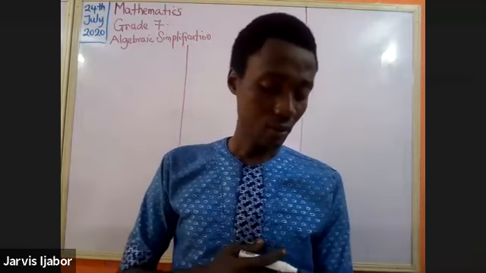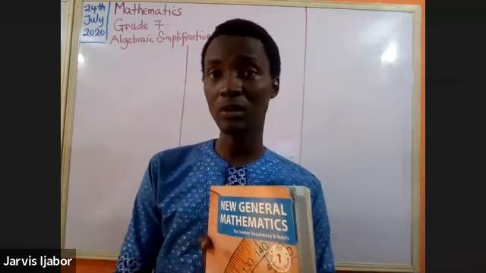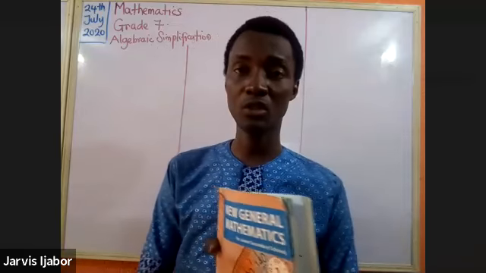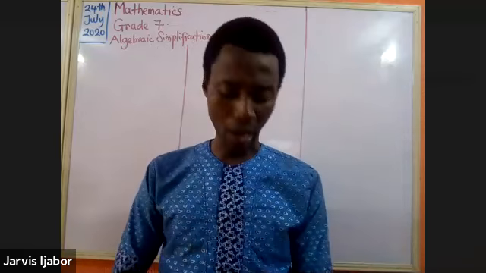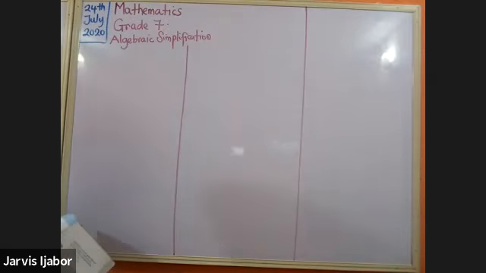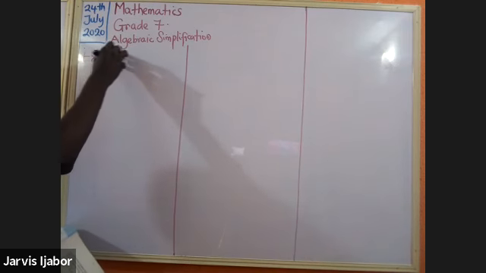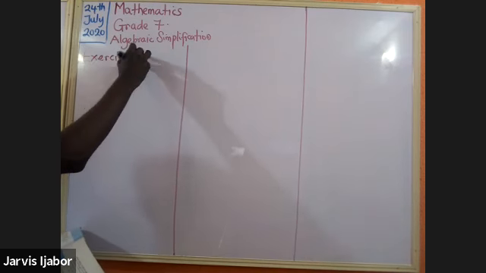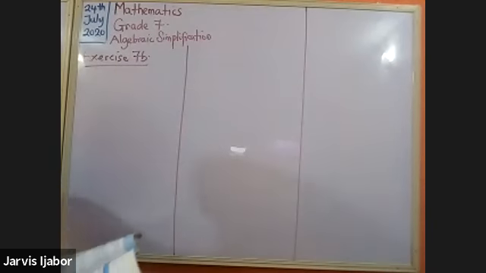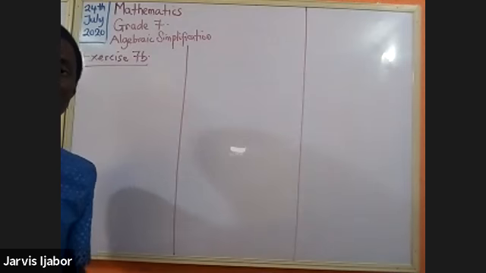All right, so we're using New General Mathematics as our reference text for this particular aspect of the discussion, and we are on chapter 7, page 50. So let's go. Exercise 7B. Exercise 7B number 1 says, what do the following mean in arithmetic?